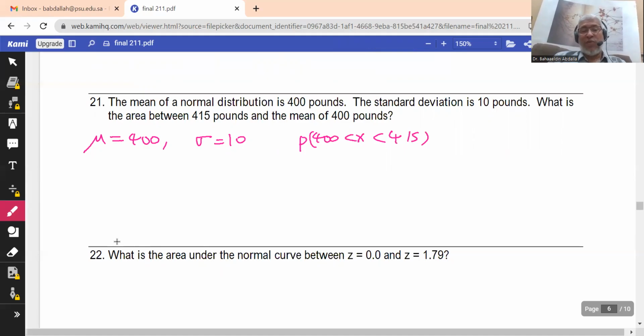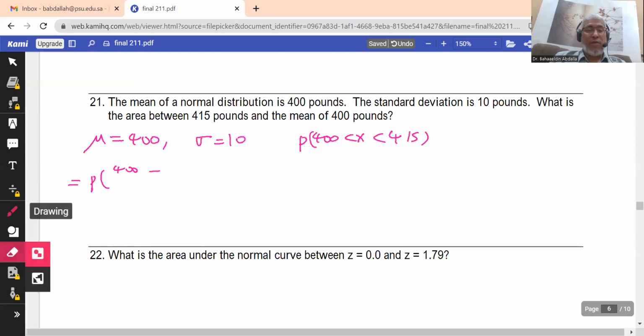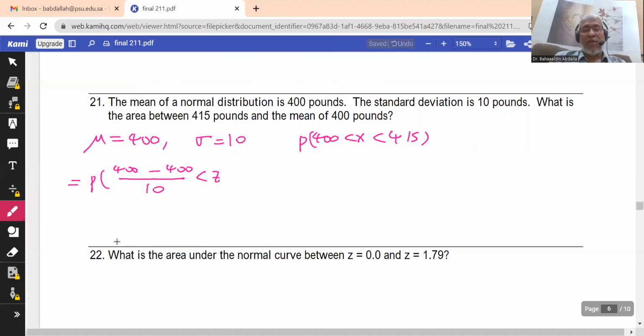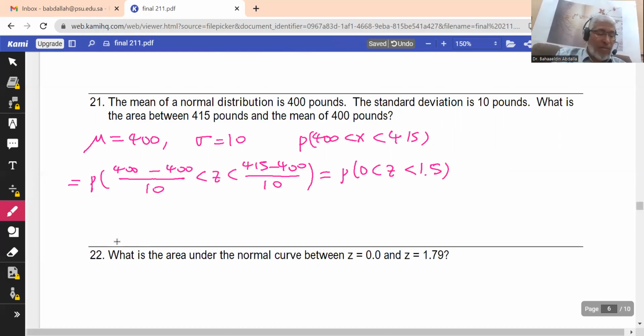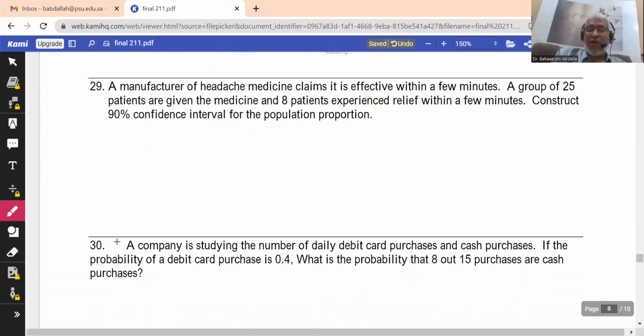I need to change these two numbers to Z using the Z score. So 400 minus 400, or immediately you can say that this is 0 because it's the mean, over 10, and this would be Z, and this would be 415 minus 400 over 10. So in fact, this is the probability that Z is between 0 and 1.5.